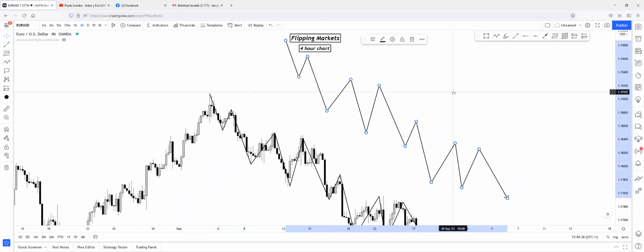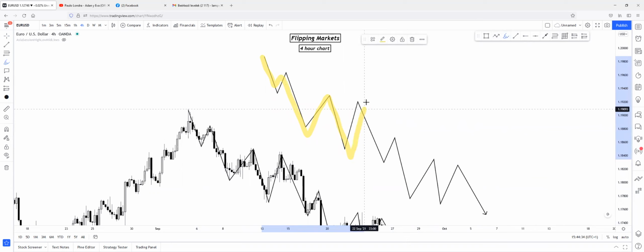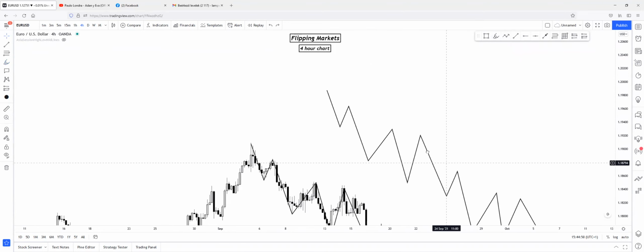I will just duplicate this again. And as you can see, price is moving in a really clear downtrend, so a bearish trend. If this low is broken, price will create a breakout structure to the downside with this movement. If this low is broken, price will create a breakout structure. And this goes on and on and on again.